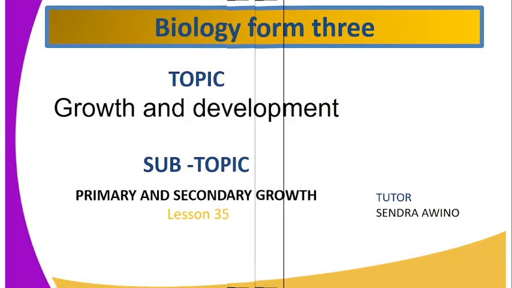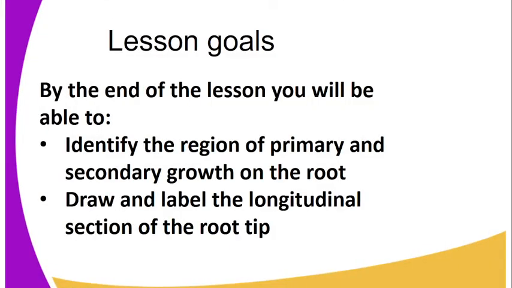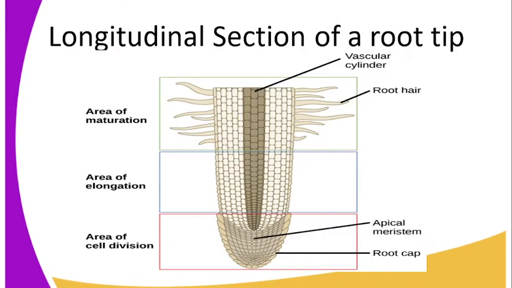Stay tuned. By the end of the lesson, you will be able to, number 1, identify the region of primary and secondary growth in the root, and number 2, draw and label the longitudinal section of a root tip.